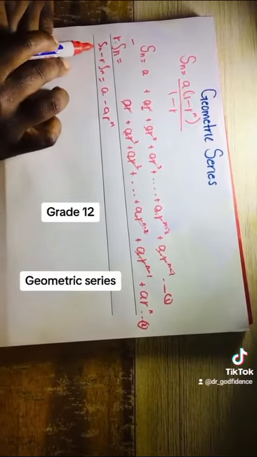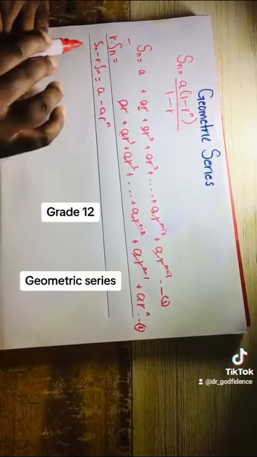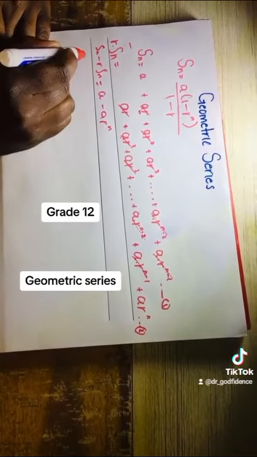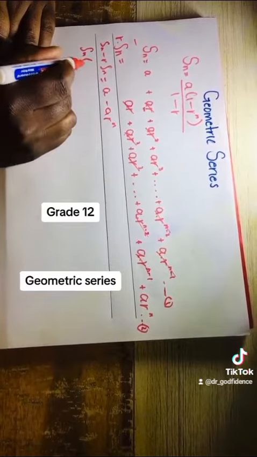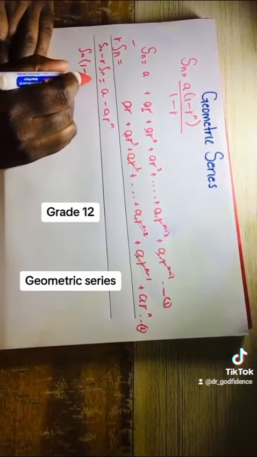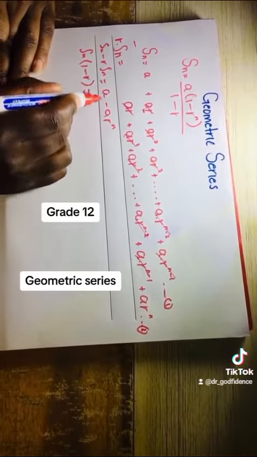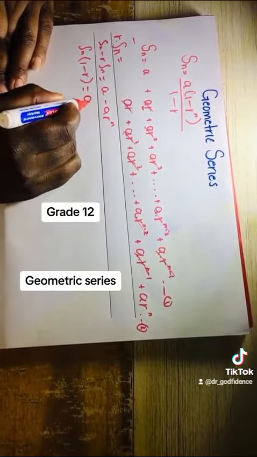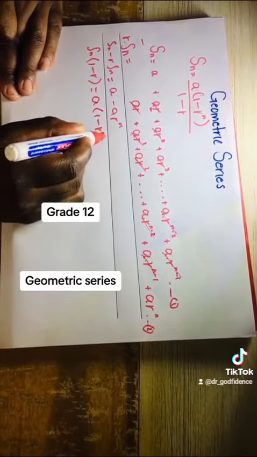And then for the next step, we're going to take out a common factor. The common factor here is going to be Sn, and then in the brackets we are going to be left with 1 minus r, equal to, and then a is also a common factor for these two terms, so we're going to take out a, and then we are left with 1 minus r to the power of n.